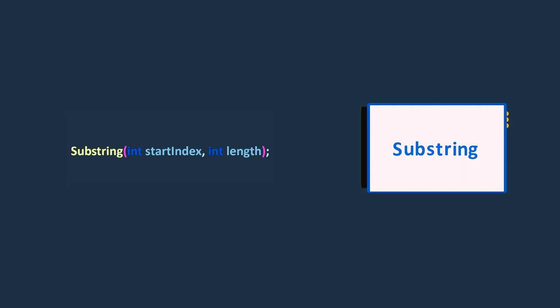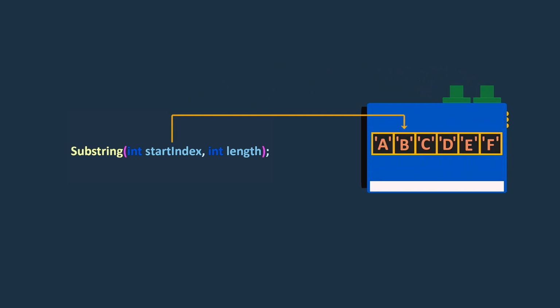It takes two int parameters, a start index and length. The start index parameter specifies the starting position of the substring that needs to be extracted. The length parameter represents the total number of characters to extract from the original instance. This includes the starting character specified by the start index. As a result, the substring method returns a part of the original string.